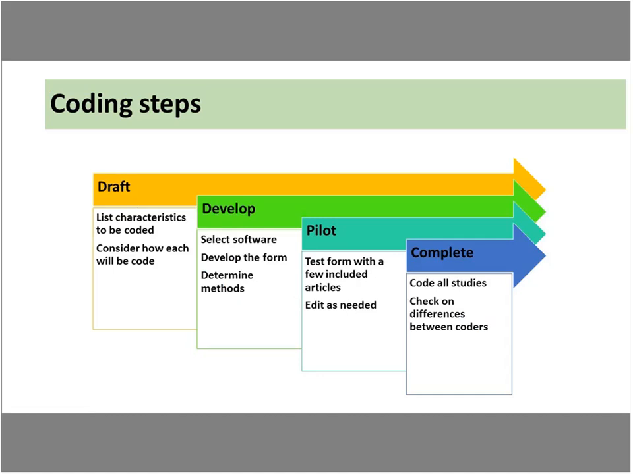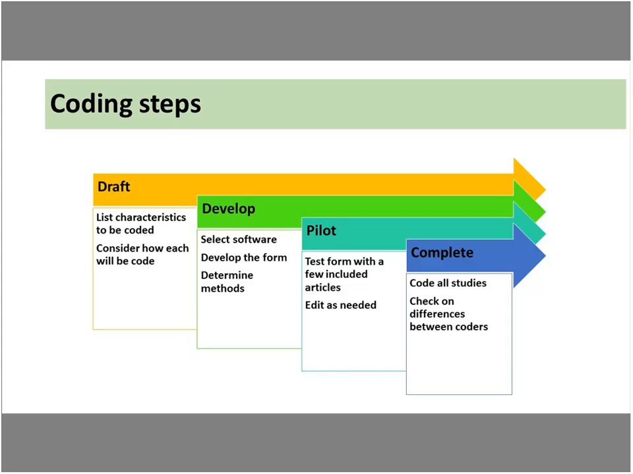So these are the overall steps in coding. The first step is drafting what the important characteristics are from each of these studies that they need to collect, and for each of those, they'll need to think about how to do that. We're going to talk about each of these in depth; this is just a quick overview slide. And then they need to develop their form. So they need to think about what kind of software they want to use, who's going to be involved in that, talk through the workflow, and then they've got to pilot that workflow.